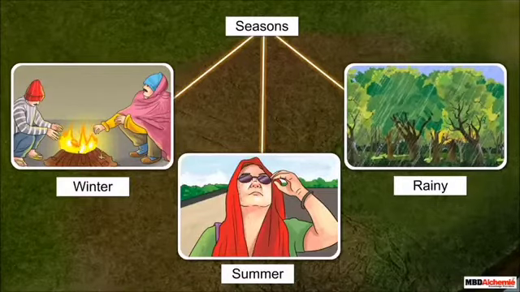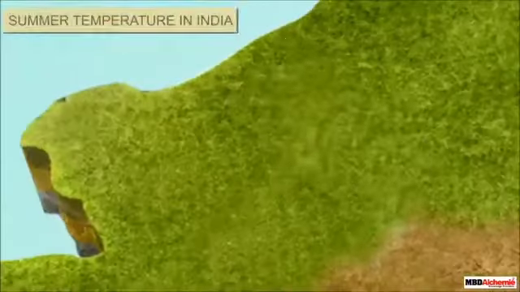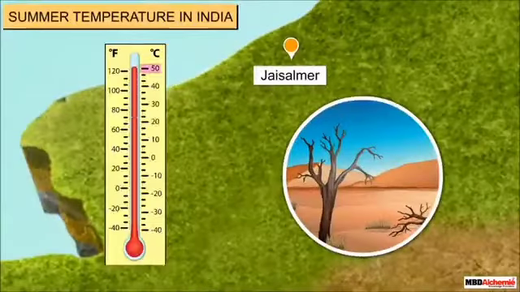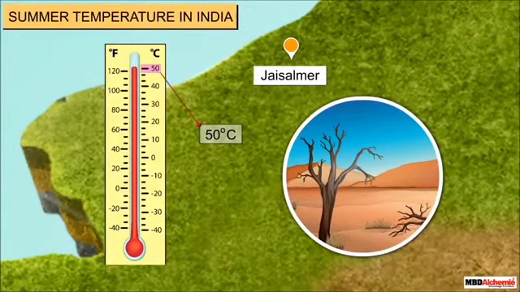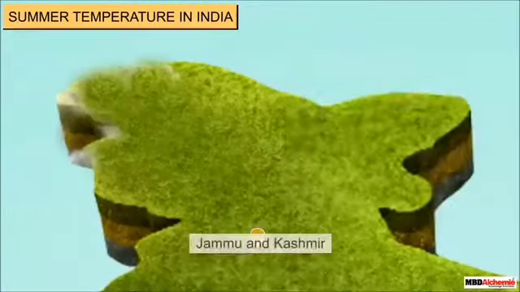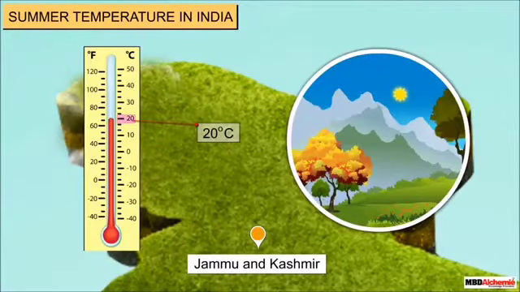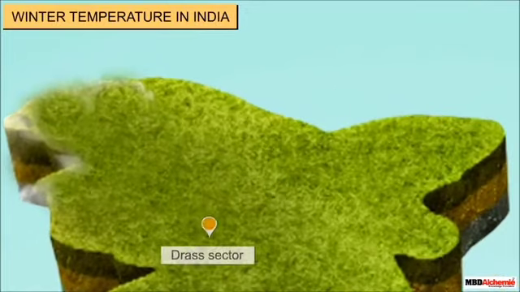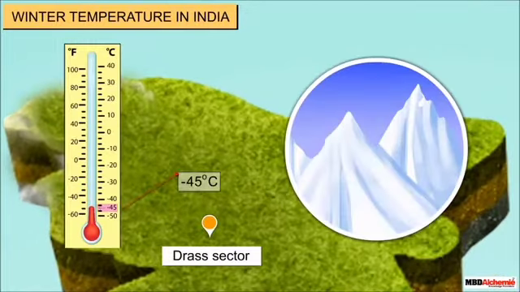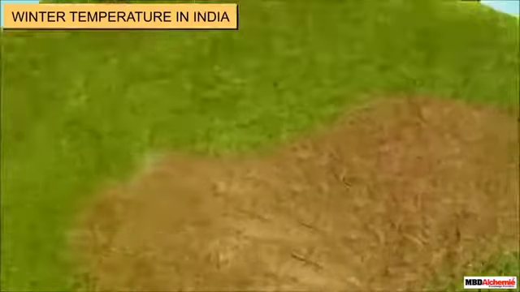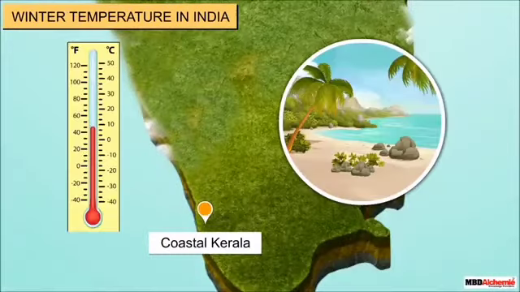For example, the temperature of Jaisalmer in Rajasthan, a desert region, goes up to 50 degrees Celsius in summers, whereas at the same time, the temperature in the mountainous region of Jammu and Kashmir is around 20 degrees Celsius. Similarly, the minimum temperature in winter season becomes as low as minus 45 degrees Celsius in the Dras sector of Jammu and Kashmir, whereas it remains around 20 degrees Celsius in coastal Kerala.